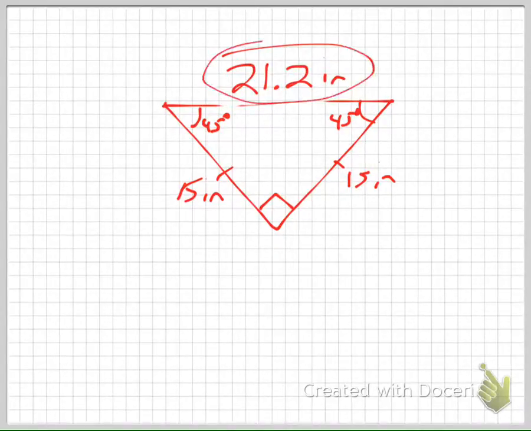Do you all understand? Does that make sense? You take the length of the leg and you multiply it by the square root of 2, and that gives you the hypotenuse. Does that make sense?